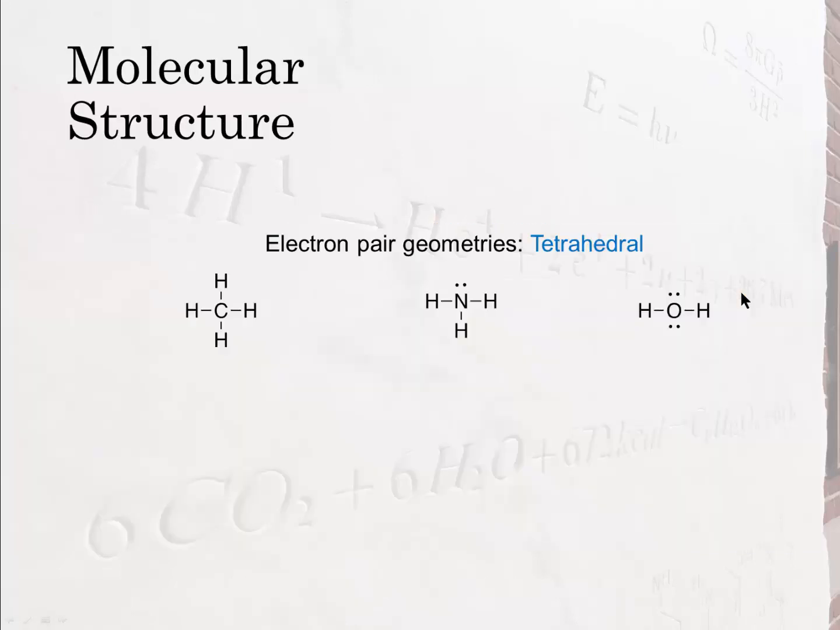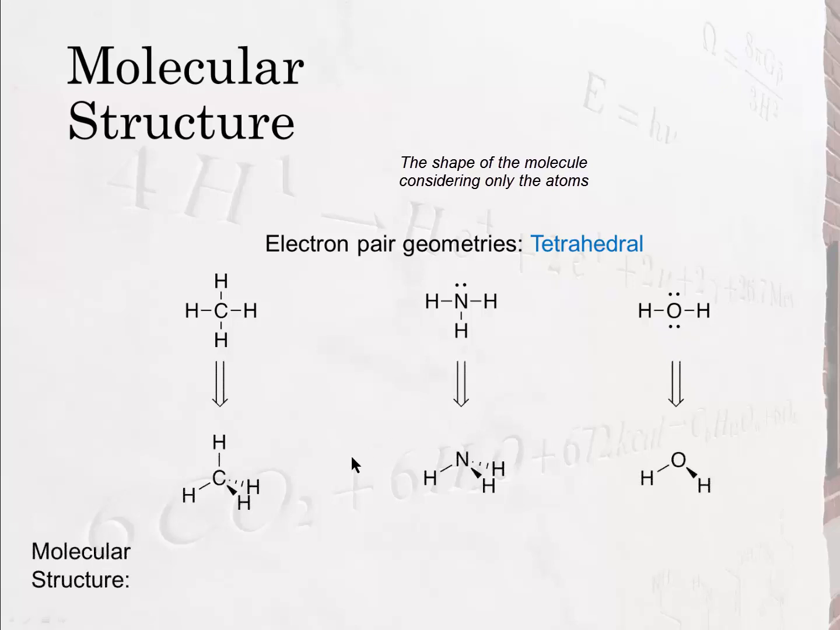Now we need to define the molecular structure of a molecule and contrast it with the electron pair geometry. Here are 3 examples: methane, ammonia, and water. They all have the same tetrahedral electron pair geometry, but they have different numbers of bonds to the central atom. The molecular structure is the shape of the molecule considering only the atoms. If we redraw these examples with the dash wedge convention and omit the lone pairs, it's clear that we have 3 different shapes.